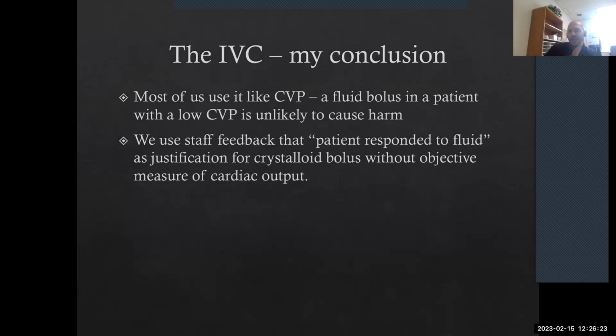So my takeaway from this is that the way in which we use and get away with the IVC is we use it like a CVP. A fluid bolus in a patient with a very low CVP is unlikely to cause harm. If I tell you a patient has a CVP of 2, most likely you're going to feel comfortable giving a bolus, and you will almost certainly not see any negative effects from this.